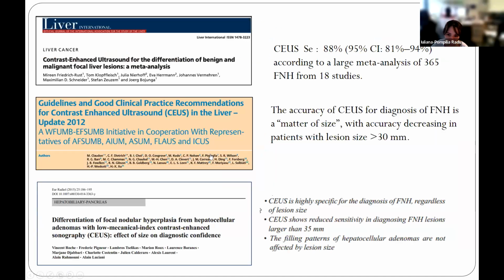What we have to know is that the accuracy of contrast enhancement ultrasound is a matter of size, and the accuracy is decreasing for lesions more than 3 centimeters.